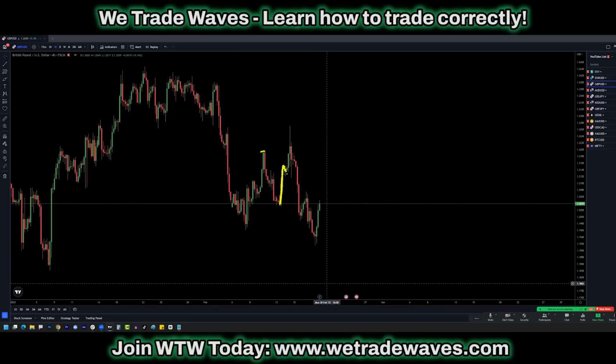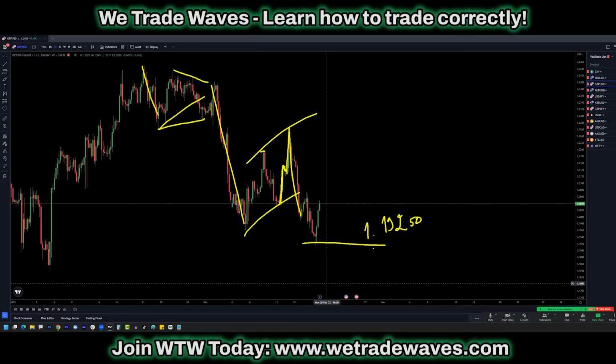We got a small correction, push up, and then the fall. This is a complete structure. This is a regular flat, by the way. This is a contracting flat, and this is a regular flat. After that, market dropped, and we were targeting 1.1925. You can see the market here.